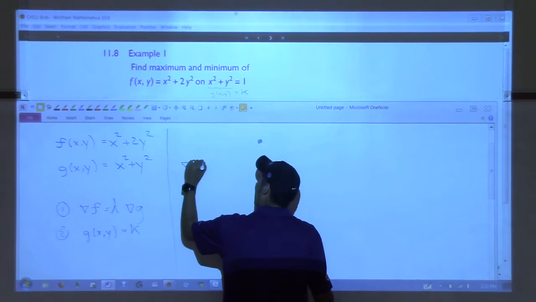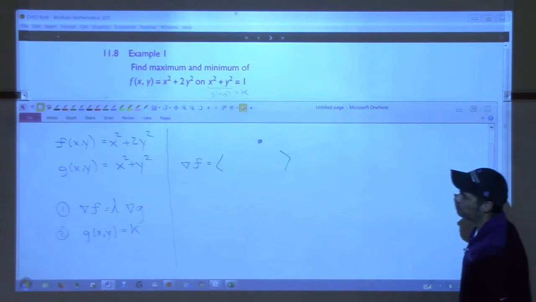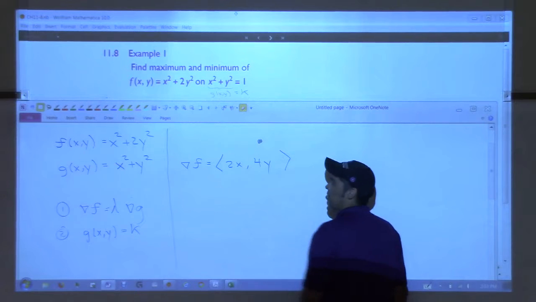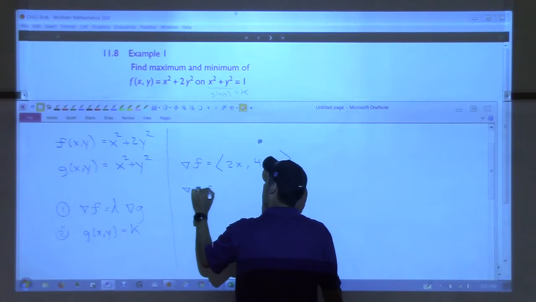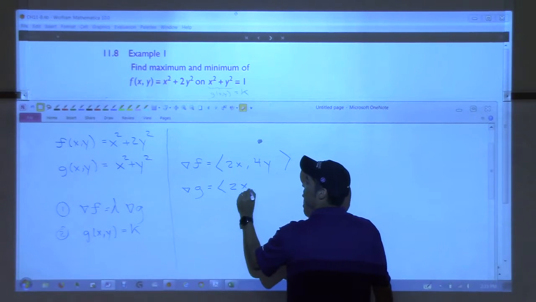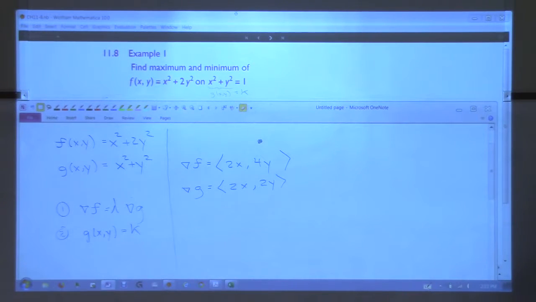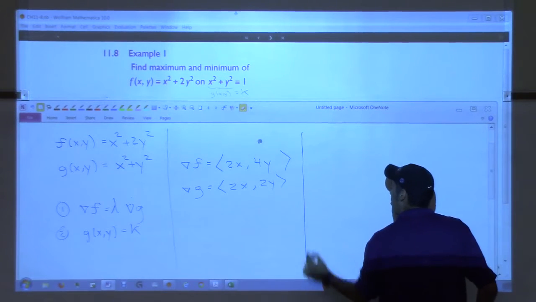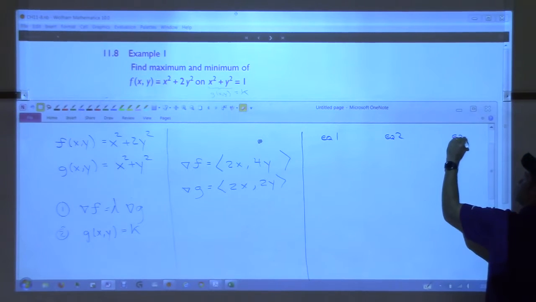So what is the gradient of f? It's a 2-dimensional vector. 2x is the first component, and then 4y is the second component. And then we need the gradient of g. The gradient of g is 2x, 2y. All right, so that's just some little ancillary work that we do in the beginning. And now I'm ready for my 3 equations. Equation 1, equation 2, and equation 3.